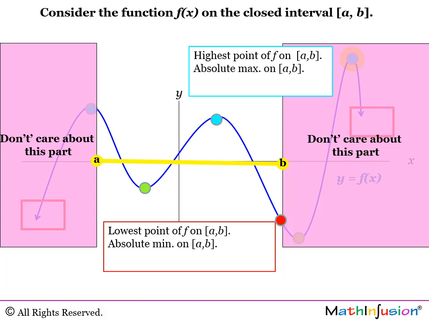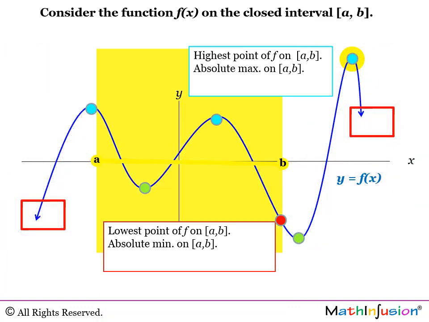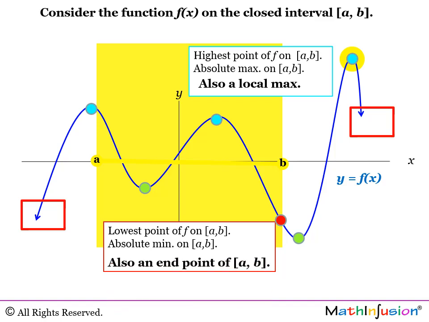Now again, we would like to observe what are those points with respect to everything. If you observe, this is a local maximum, and this one is an endpoint of the closed interval [a, b]. This is exactly the value at which x equals b.